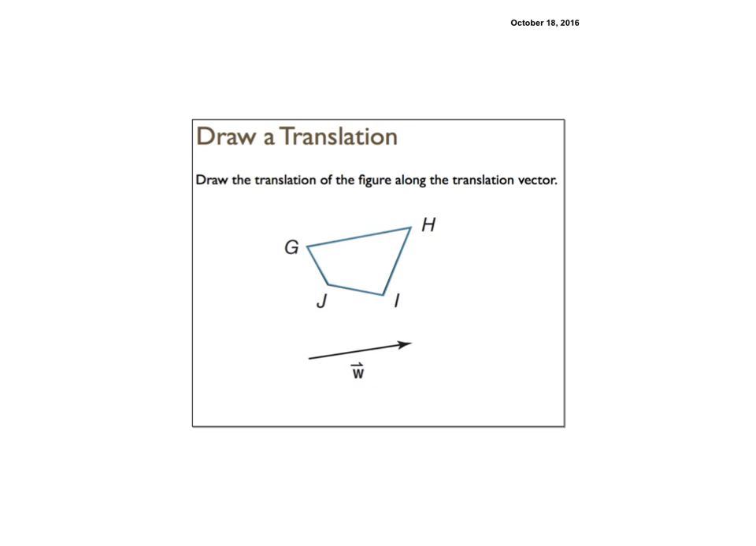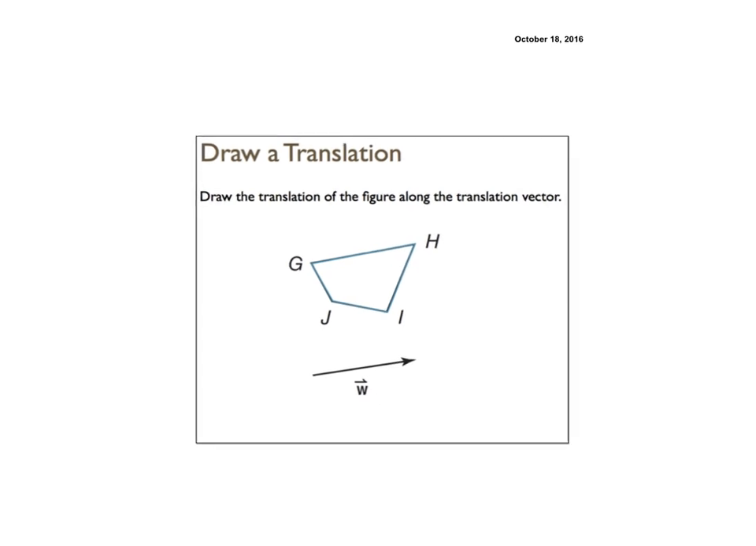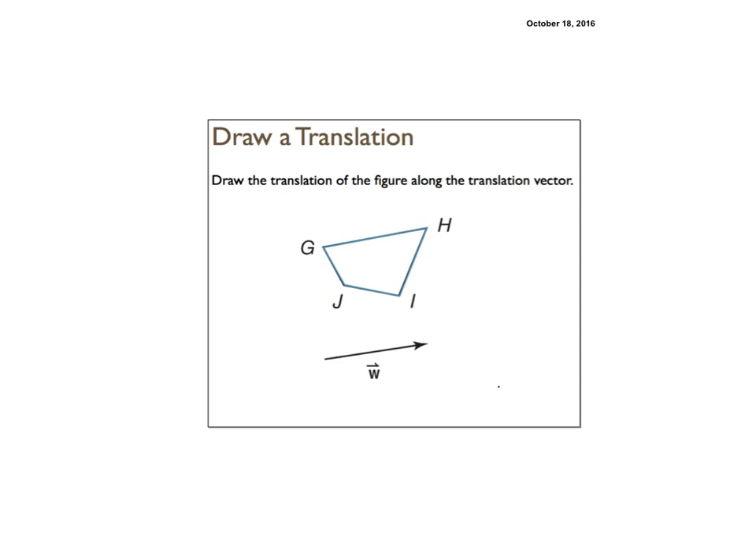So if you see right here, this notation over the W, the half arrow, that's the symbol for a vector. I'm not going to have you do this, but what we would do is take this shape, GHIJ, and move it the distance of this arrow and in that same angle. So that's what a vector does.